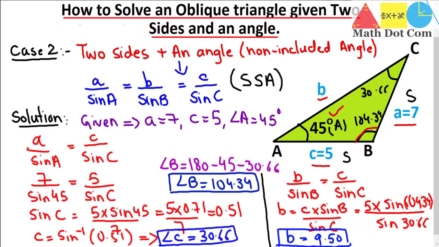So this is how you can find the sides and angles using the law of sines when you are given only two sides and an angle that is not in between those two sides, that is a non-included angle. Keep this in mind: a larger angle has the opposite side of larger length, or you can say the biggest side is opposite to the largest angle. So here the largest angle is B and the opposite side, small b, is also of the highest value, that is 9.50, while 30.66 is angle C and the smallest side is C, equal to 5.